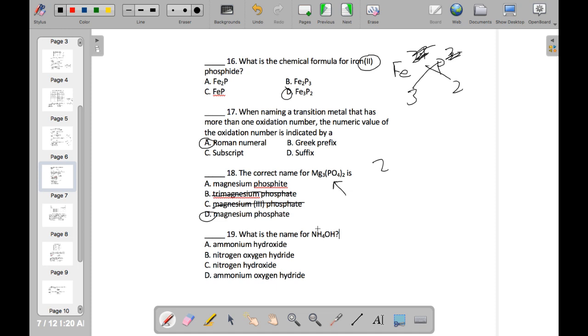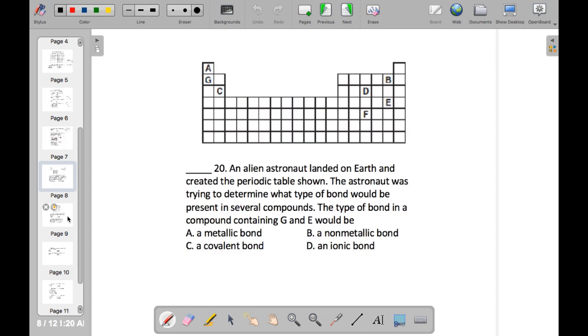What is the name for NH4OH? Well, unfortunately, this question is just straight memorization. This is ammonium and this is hydroxide. You have to memorize your polyatomic ions.